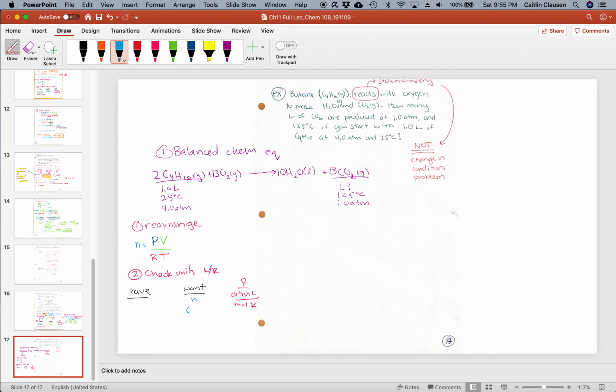So we want to figure out the moles of butane, C4H10. We are given volume in the correct units. We're given temperature in the incorrect units. So if I convert that, I get 298. And we're given pressure in the correct units.